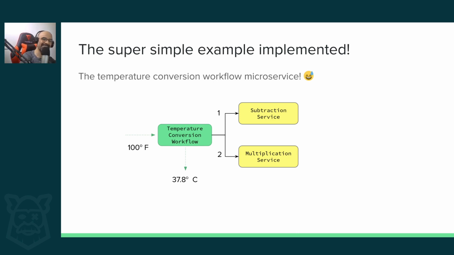So imagine that this is a temperature conversion workflow. It has to call the subtraction service and the multiplication service. The subtraction service just subtracts values, and the multiplication service multiplies values. So we call the subtraction service, and with the result of the subtraction service, we call the multiplication service.